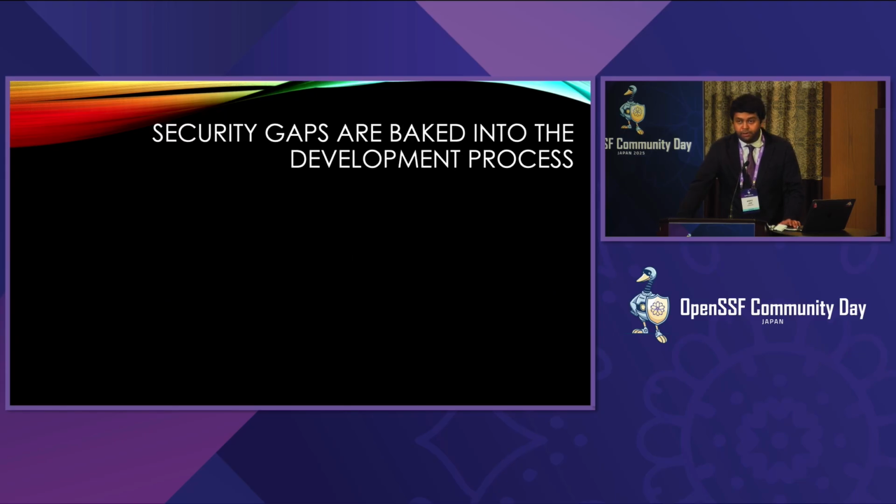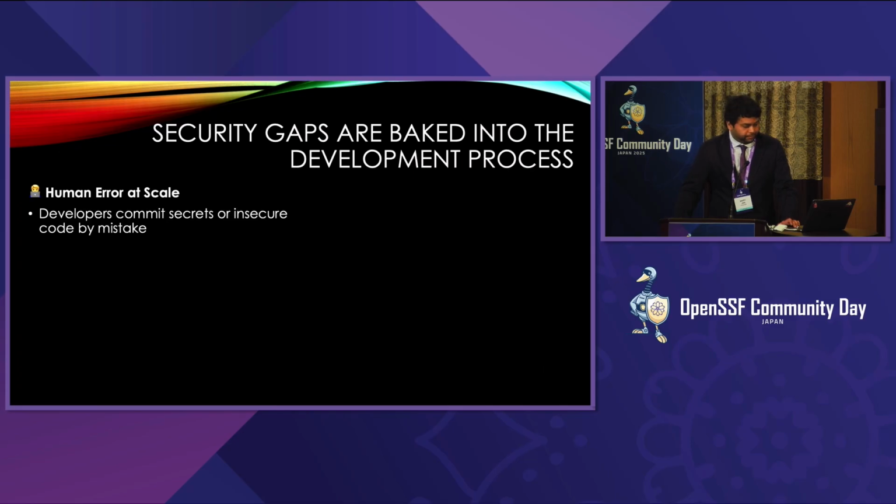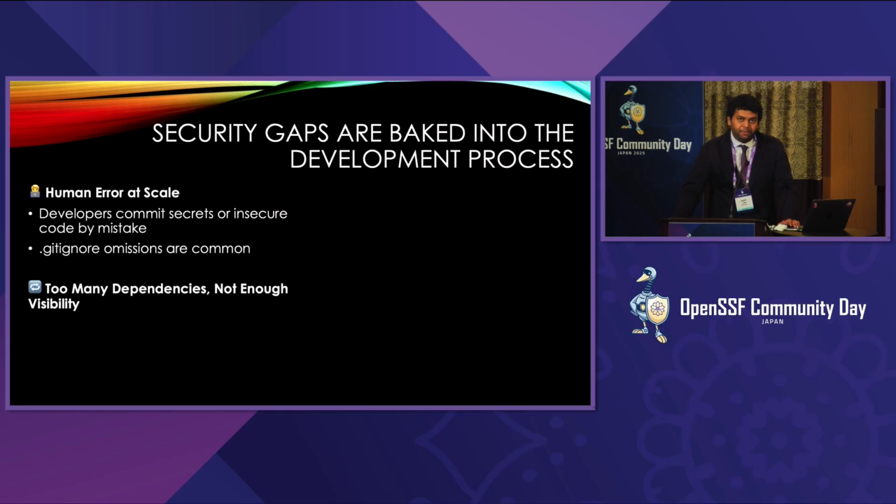Security gaps are baked into the development process. As we know, humans are the ones who have written most of the code. Now, in the future, maybe AI will be, but the errors and the problems will still remain. Developers commit secrets or they commit insecure code practices. As we discussed earlier, gitignore omissions are very common as much as we don't want them to be. Too many dependencies. Sometimes we have dependencies in our code which we don't need in future versions, but they don't get cleaned out. And as a result, we often use many packages indirectly or directly.